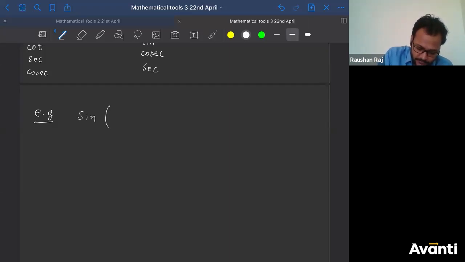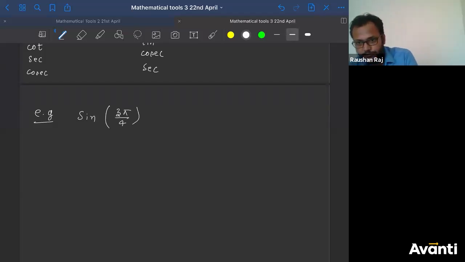3 pi by 4. See, you can convert this 3 pi by 4 as pi minus pi by 4 also, no problem. We have done that, right? 3 pi by 4 can be written as pi minus pi by 4. There is no problem by doing that. But can I convert this in terms of some n pi plus minus theta form? So I believe yes, you can do that. Why am I saying so?